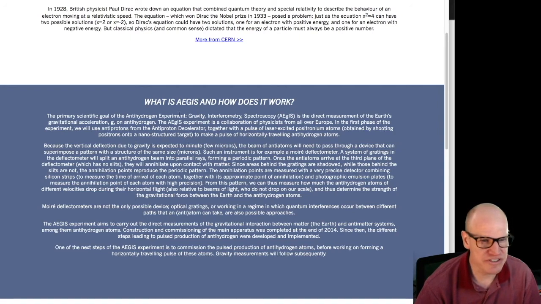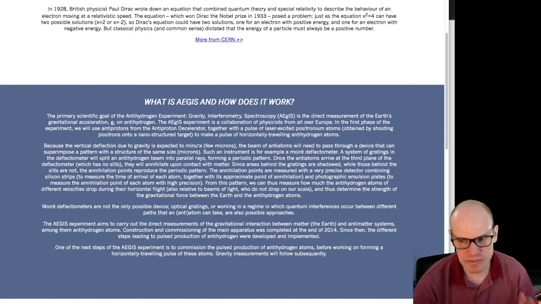It's a collaboration of physicists from all over Europe. The first phase of the experiment will use antiprotons from the antiproton decelerator together with pulse laser excited positronium atoms obtained by shooting positrons into this thing. Because the vertical deflection due to gravity is expected to be minute, as opposed to minute, this is minute. Even though it's spelled the same way, it is minute, not minute.